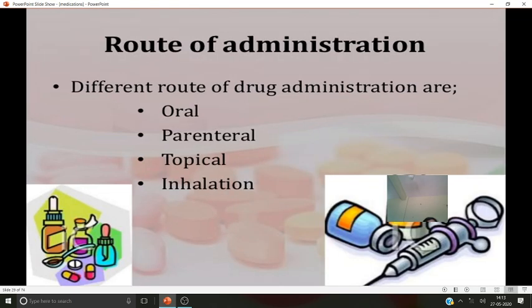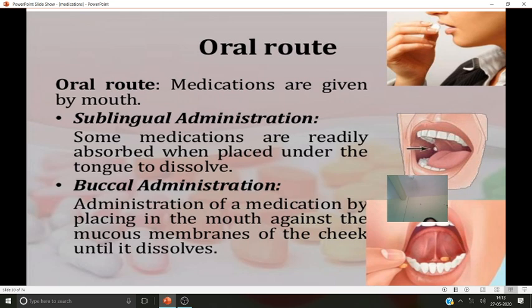Then coming to the routes of drug administration. Drugs may be administered in different ways: oral, parenteral, topical, or inhalation. The routes of administration of drugs can be classified as external use, parenteral use, and topical use.